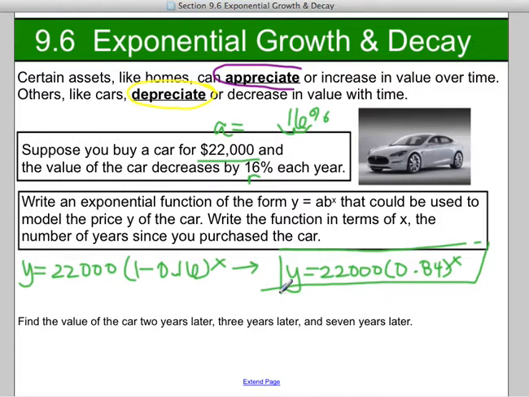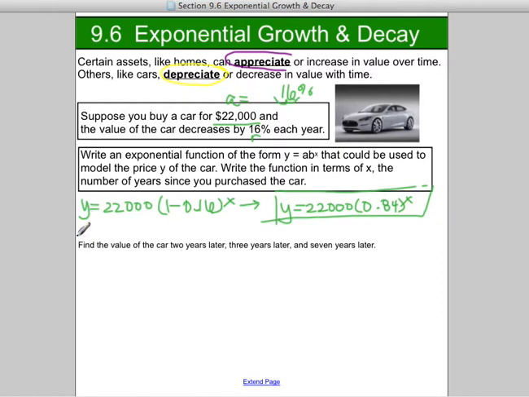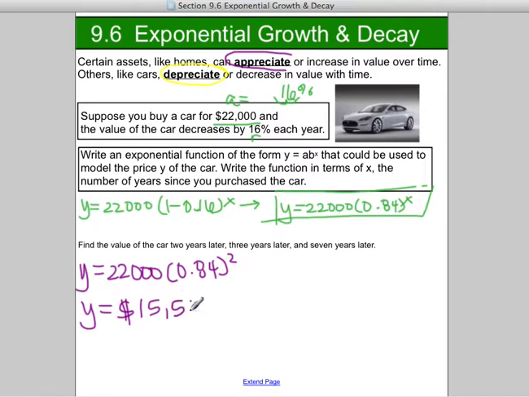Then it says, find the value of the car 2 years later, 3 years later, and 7 years later. So this is where you would just use your calculator. For 2 years later, x is the number of years since the car was bought, so you would plug in 2 for x, 22,000 times 0.84 to the second. Type it in on your calculator, and remember, this is money, so you'd round to 2 decimal places. If you're doing it correctly, you should get $15,523.20. So after 2 years only, you've lost quite a bit of value in your vehicle.